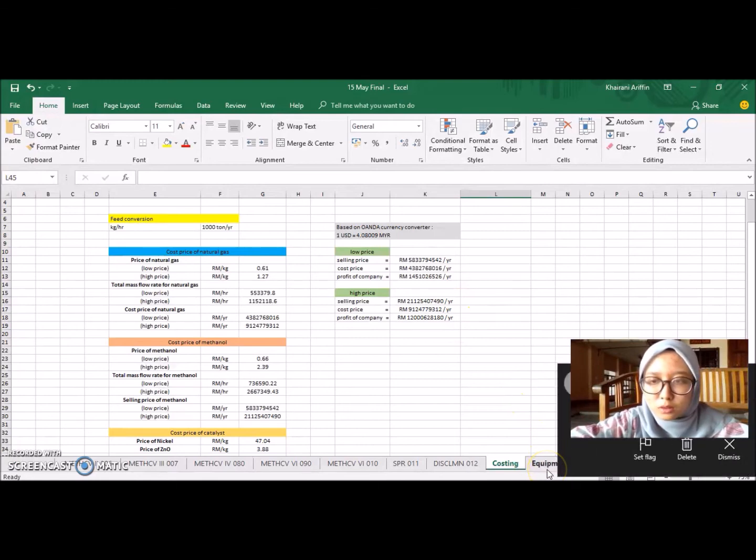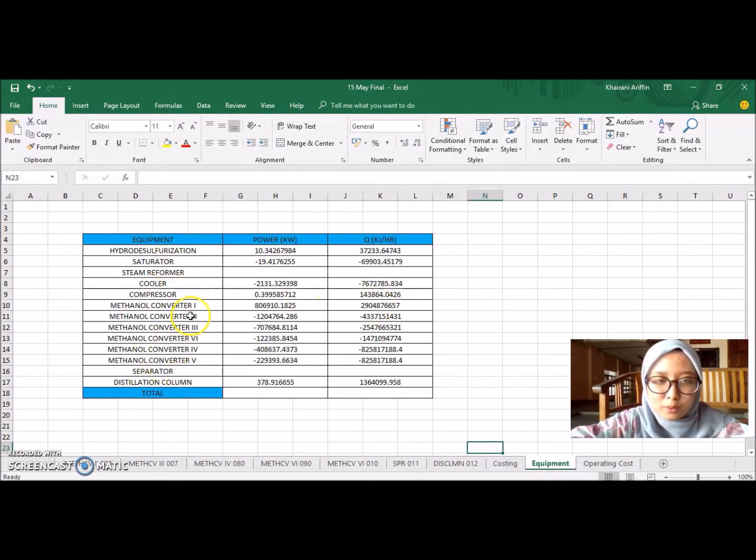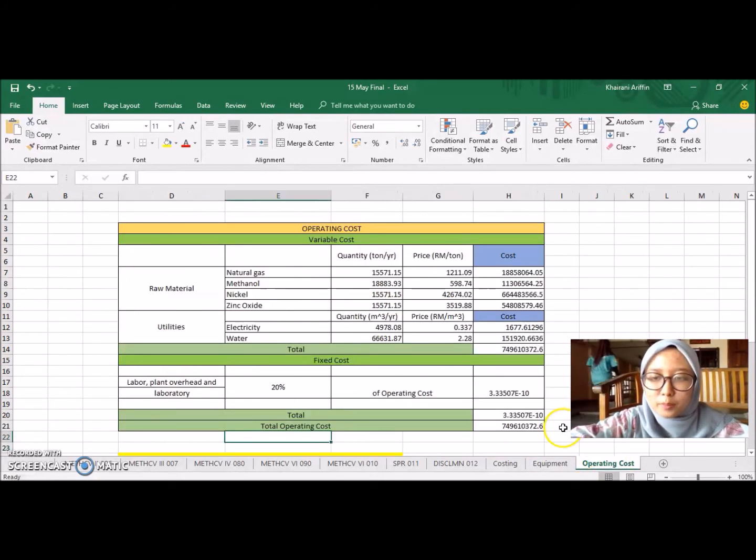Okay, this is the equipment that we use in our design. So this is power for each equipment, and this is our Q for each equipment. Okay, next, we proceed to operating costs. Operating costs we can divide into two, with variable cost and fixed cost. For variable cost we have raw materials and utilities. For raw materials we have natural gas, methanol, nickel, and zinc oxide.